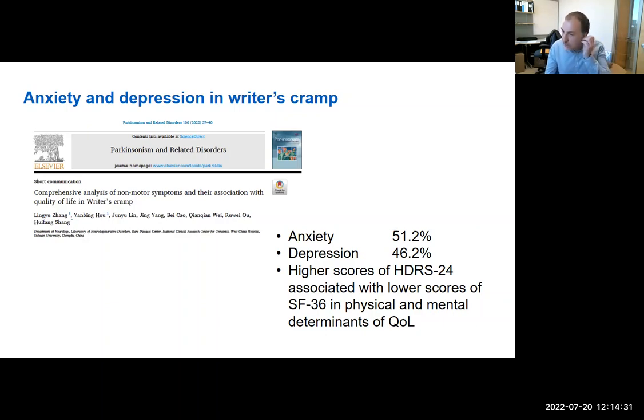So the association between depression, anxiety, and quality of life in people with dystonia is definitely not limited or restricted to people with cervical or cranial forms of dystonia.